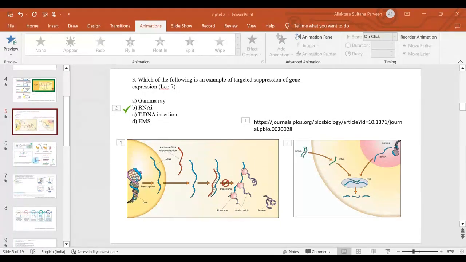So here is something about RNA in situ hybridization. As we were talking about real-time RT-PCR, we saw the presence of some transcript in a tissue, but we cannot see exactly where in the tissue it is being expressed. That we cannot tell.